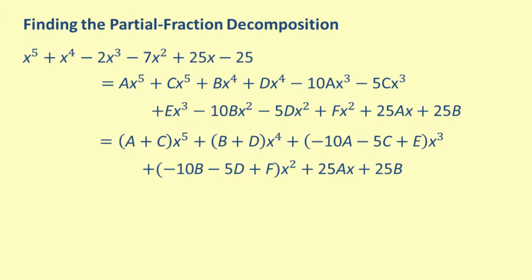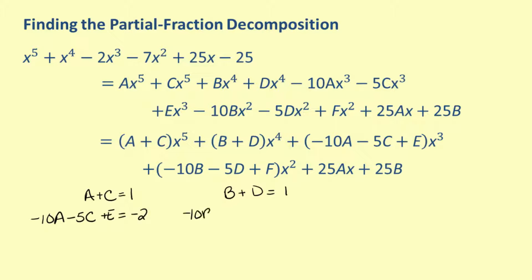Comparing the polynomials on both sides of the equation helps us draw the conclusion about the coefficients of these terms. For example, the quantity a plus c times x to the fifth power on the right side of the equation corresponds to x to the fifth power on the left side of the equation. So, a plus c equals 1. We can apply this pattern for all terms and generate a system of 6 equations as a result.